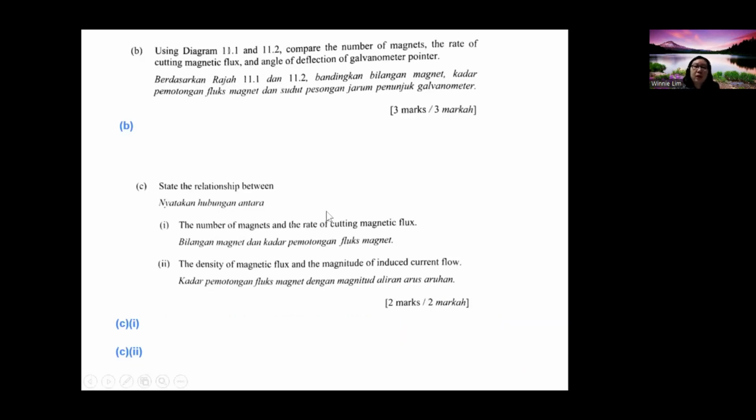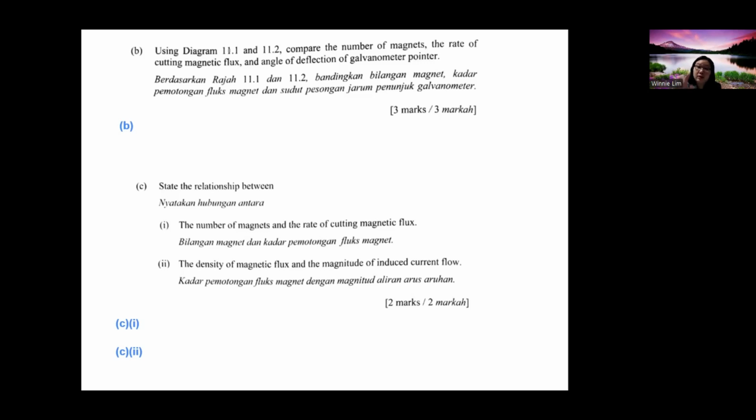Okay, move on. They always want you to tell the comparison and the relationship. So what they want you to compare is the number of magnets, the rate of cutting of magnetic flux, the angle of deflection, and later on, you tell the relationship between the number of magnets and the rate of cutting, and the magnitude of induced current. So indeed, this part is similar to structured questions 5 and 6. You have a comparison idea. And even though this is a compulsory answer, right?